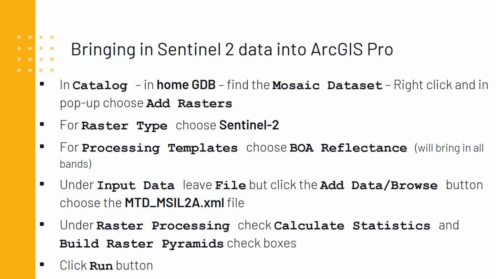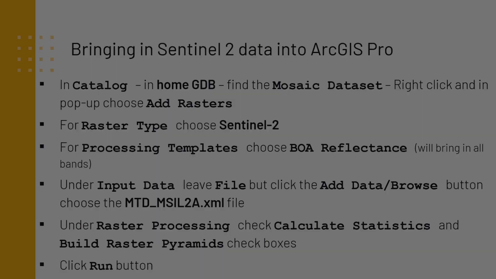Under the input data, leave File, but click on the Add Data or Browse button and choose the mtd_msil2a.xml file that I pointed out earlier. Under the raster processing, check the boxes next to Calculate Statistics and Build Raster Pyramids. Then click the Run button.